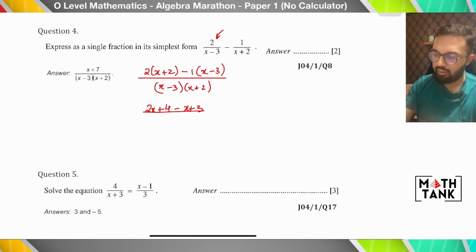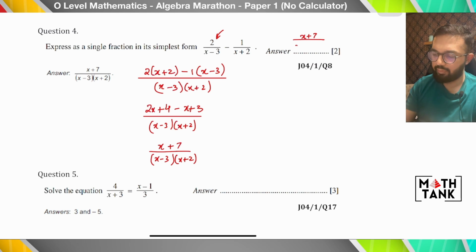and keep the denominator as it is. I don't need to expand this. The objective is to just get you the simplest form, and it's best to just keep it that way. Sometimes it cancels out. So x plus 7. So that is the simplest form that I have. I'll write x plus 7 over x minus 3 times x plus 2.